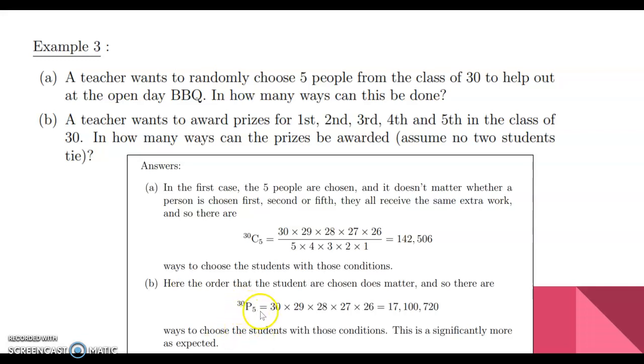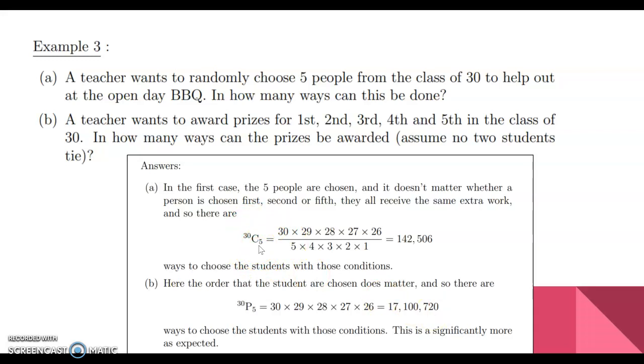So 30 kids, we're going to choose 5 of them. The order matters. So the order creates unique groups. So 30 times 29 times 28 times 27 times 26 is 17,100,720.